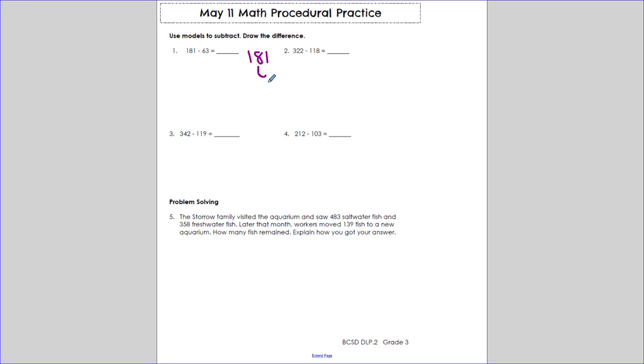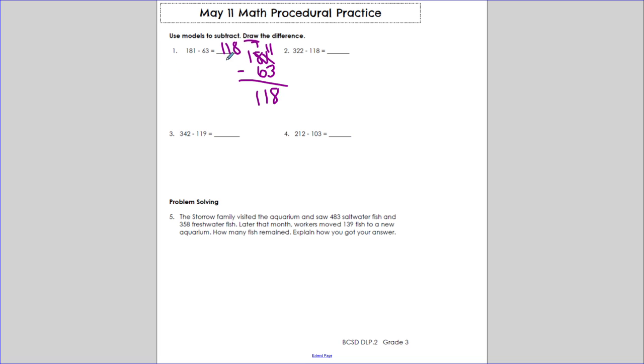So 181 minus 63, put it vertically, subtracting starting in your ones place. 1 minus 3, can't do it. Go to my neighbor. He becomes a 7. My 1 becomes the 11. 11 minus 3. So again, I can go 11, 10, 9, 8, counting down. Math fact, I should know. 7 minus 6 is 1. And then 1 minus nothing is also 1. So it's 118. But remember, my directions said to draw the difference.